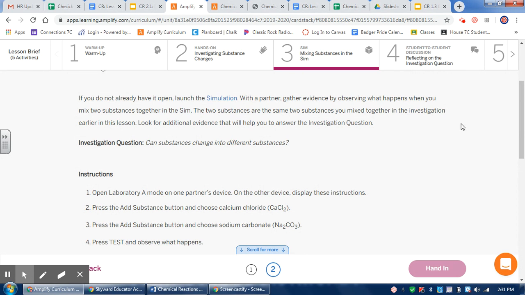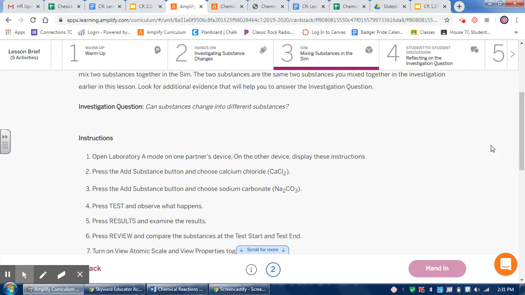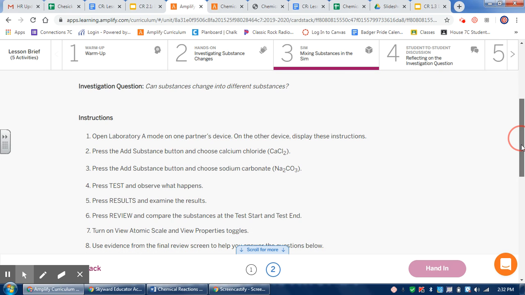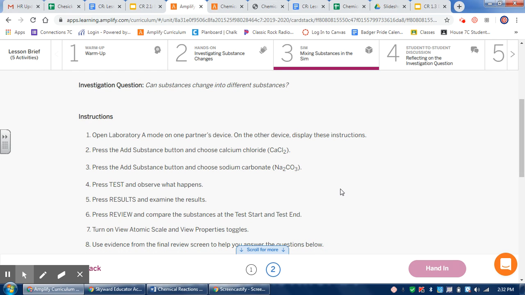So when we open up the simulation, we're going to be in laboratory A mode. We're going to add calcium chloride and sodium carbonate. These are the two substances that were mixed together by Mrs. Hendricks in activity 2, and we're going to test those out to see what happens at an atomic scale to the atoms when they're mixed, and also the properties. And we're going to see if the properties change.